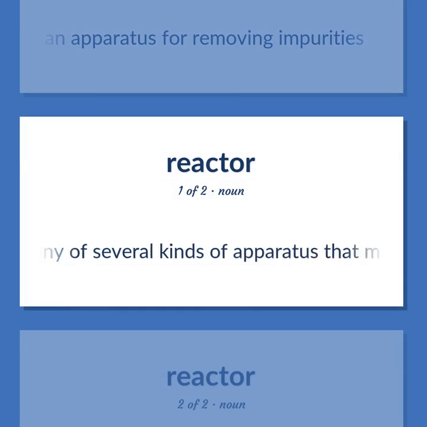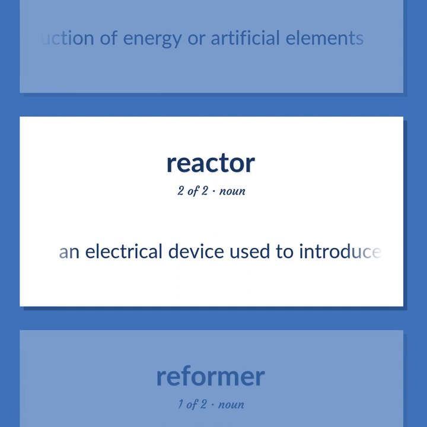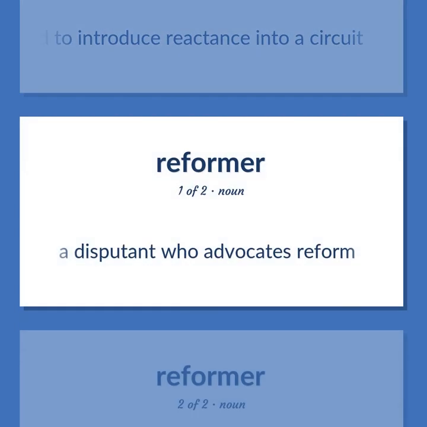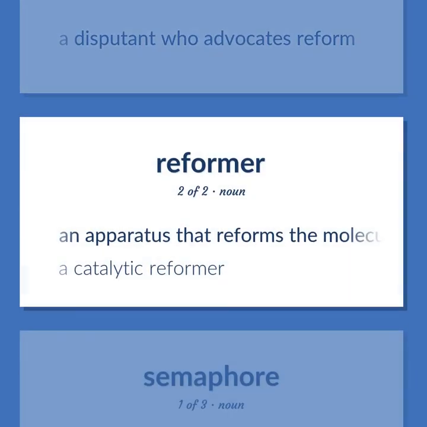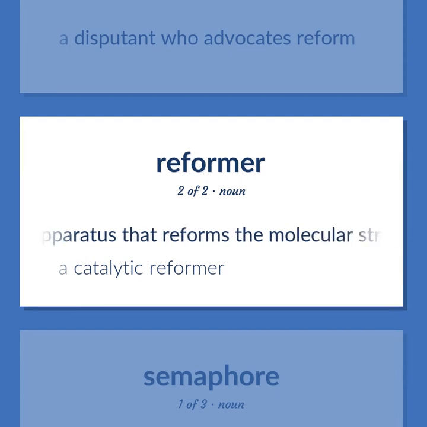Physics. Any of several kinds of apparatus that maintain and control a nuclear reaction for the production of energy or artificial elements. An electrical device used to introduce reactants into a circuit. A disputant who advocates reform. An apparatus that reforms the molecular structure of hydrocarbons to produce richer fuel. A catalytic reformer.